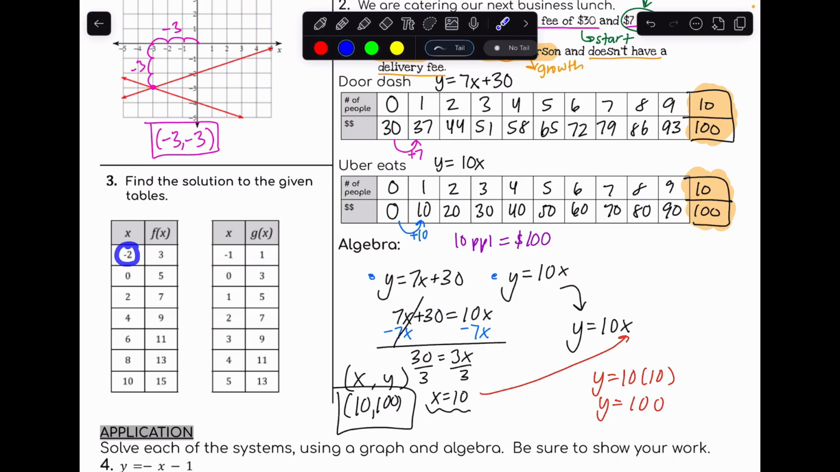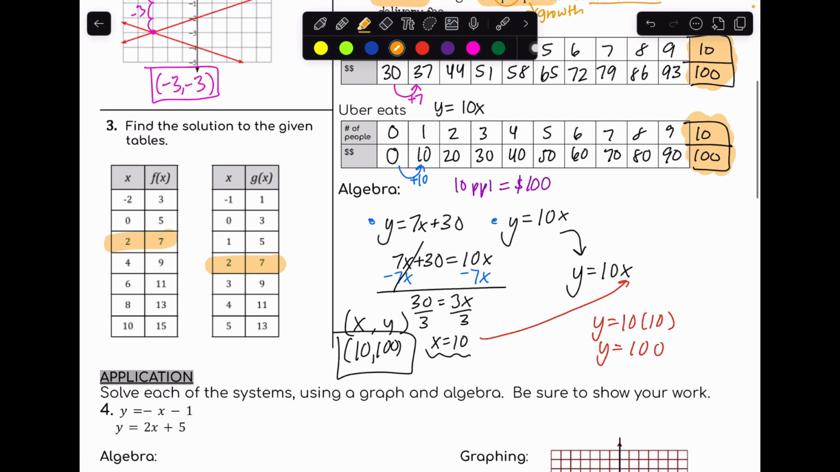We're going to look at our x. Do we have another negative 2 over here? We don't. So 0, we do here. Does y, our output, match our other output? No, they don't. 2, and so on. So now we found our pair. That tells us that when I graph these equations, my point of intersection would be 2, 7.